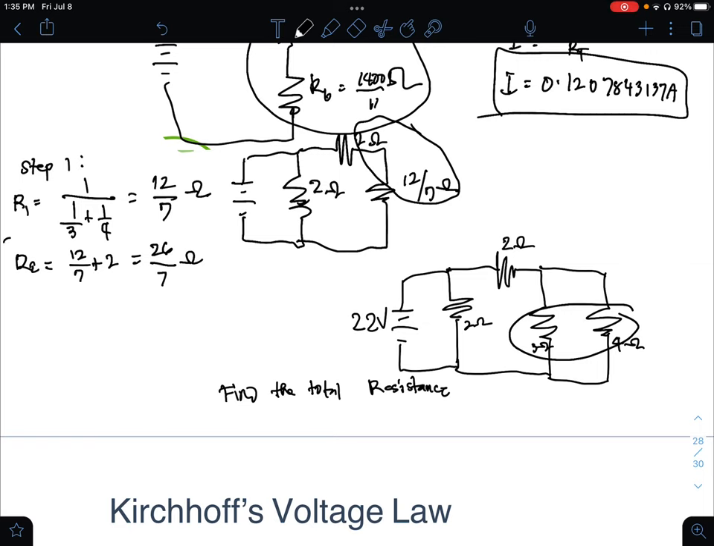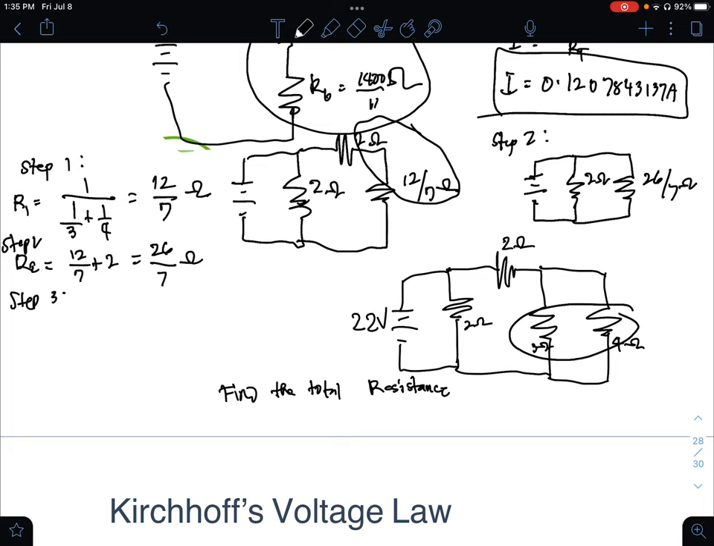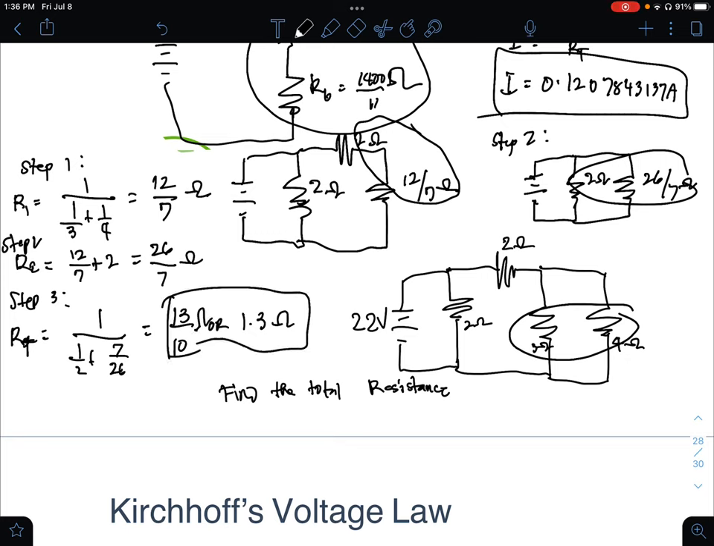So step 2 became like this. Okay? So this is now 26 over 7 ohms. And this one is 2 ohms. Okay? And step 3 is, since they are in parallel, the R total, let's just call it RT, is 1 over 1 half plus 1 over 26 over 7, or 7 over 26. So that is 1 over 1 half plus 7 over 26. That's 13 over 10 ohms or 1.3 ohms is our total resistance.